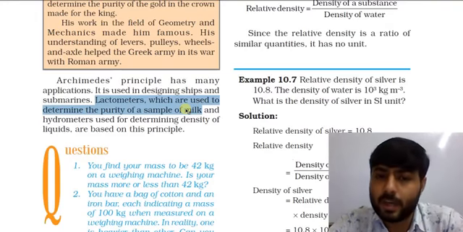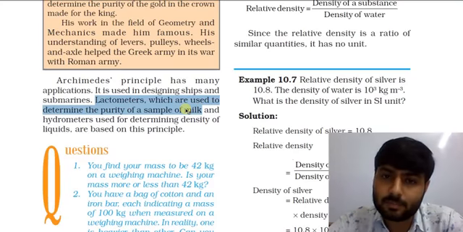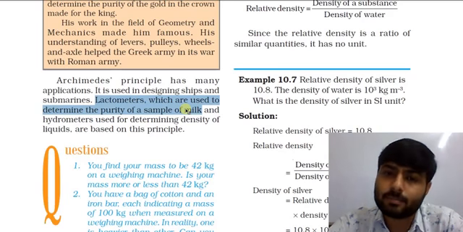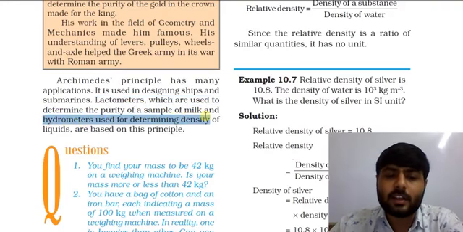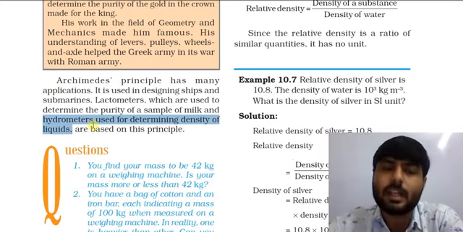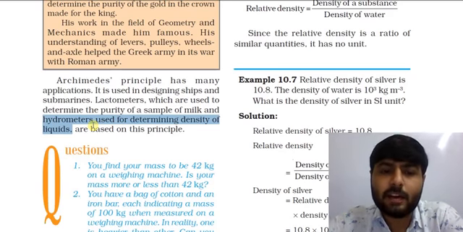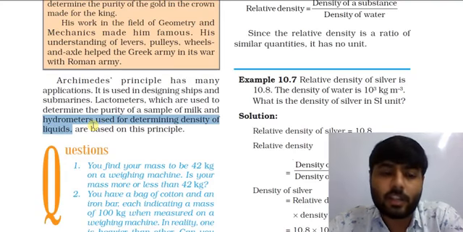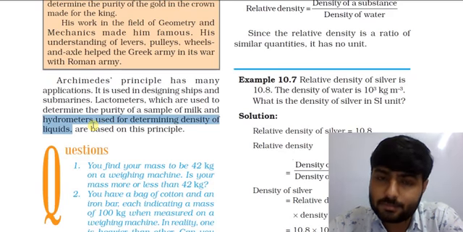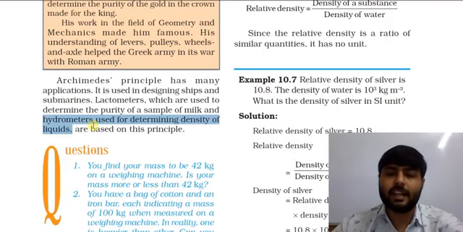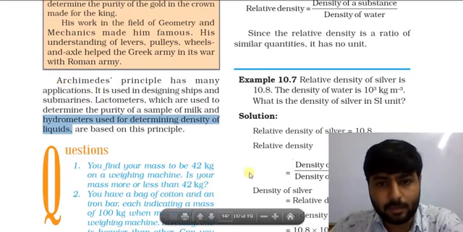Lactometers, which are used to determine the purity of a sample of milk, and hydrometers, used to determine the density of liquid, are based on this principle, Archimedes principle. So we have seen the use of Archimedes principle in submarines and ships. Lactometer, used to determine purity of milk, and hydrometer, used to determine density of liquid, work on the basis of Archimedes principle.